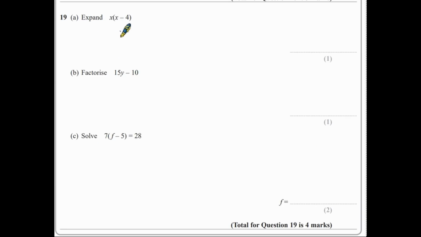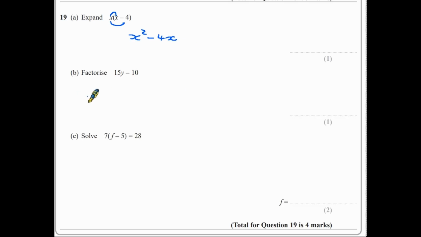So 19a is to expand, and we're expanding a single bracket here. That simply means that we have to take the x outside the bracket and multiply by everything in the bracket. So first of all, we have x times x, that becomes x squared, and then we have x times minus 4. It's a plus times a minus, so the answer is minus, and x times 4 is 4x.